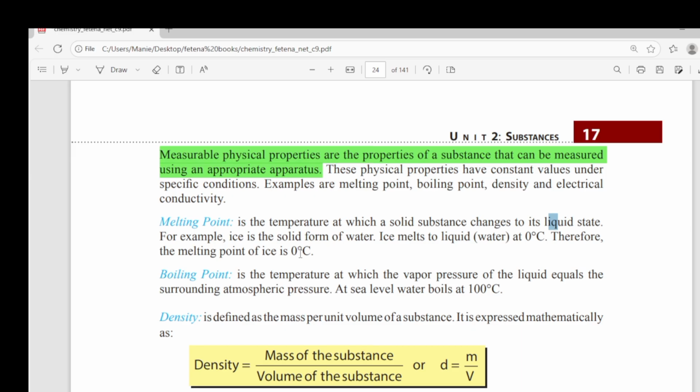Boiling point is another physical property that can be measured. It is the temperature at which the vapor pressure of a liquid equals the surrounding atmospheric pressure.